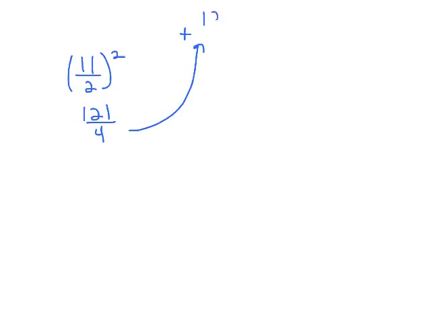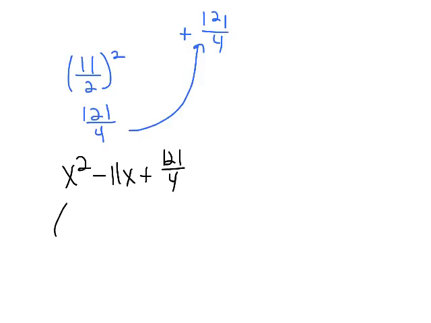Things get only slightly more complicated when our coefficient is odd, because we still have to divide that by 2. So 11 divided by 2 is just 11 halves. And then if I square that, I get 121 over 4. Well, we can just keep it like that. That's fine. And it's going to be tacked on here. 121 over 4. So in this case, I have x squared minus 11x plus 121 over 4.